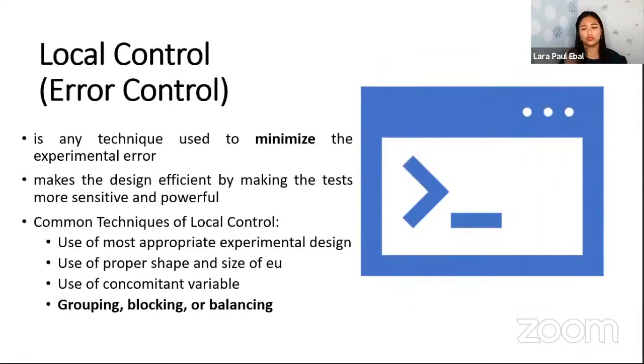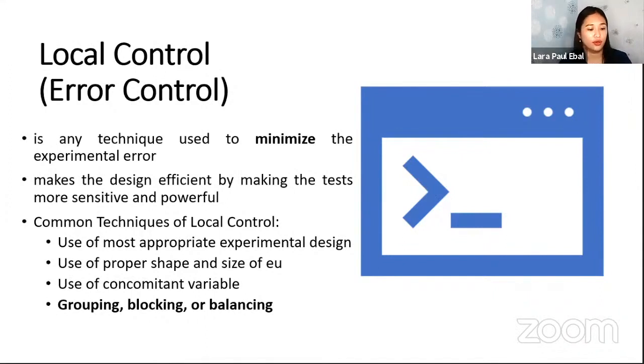And then local control. Is any technique used to minimize experimental error? Although you want to measure experimental error, we want to minimize it, so that we can focus only on the differences or discrepancies among the treatment levels or among groups. It makes the design efficient by making the test more sensitive and powerful. Powerful in a sense that we're able to detect any differences if those differences really exist.